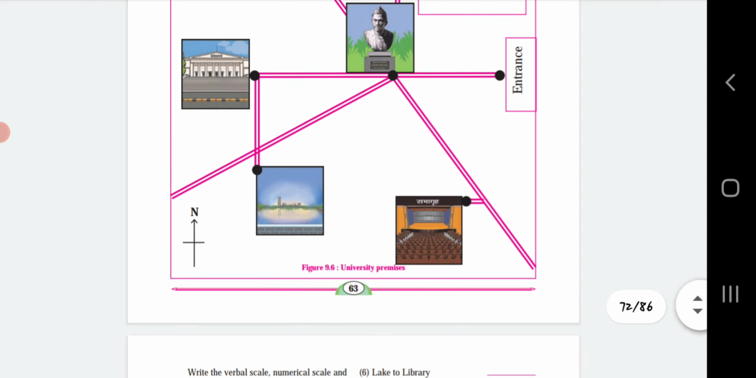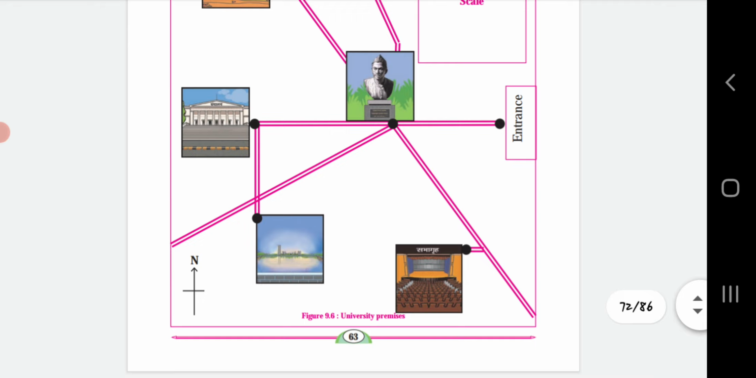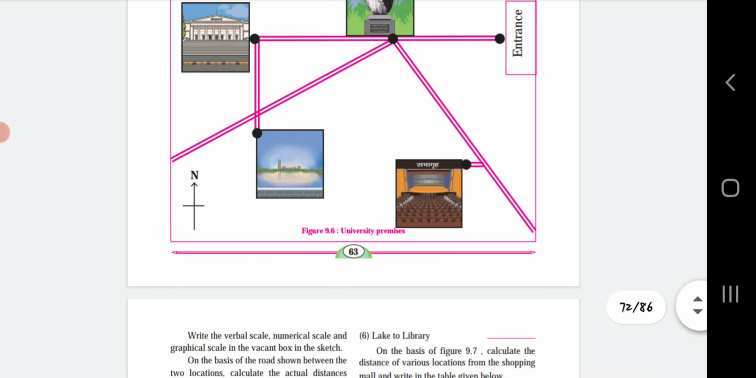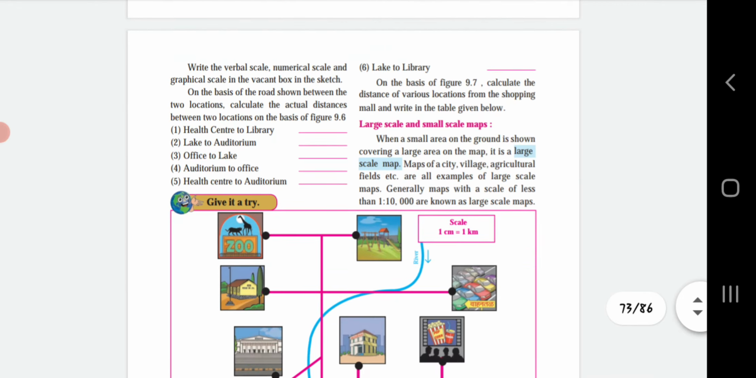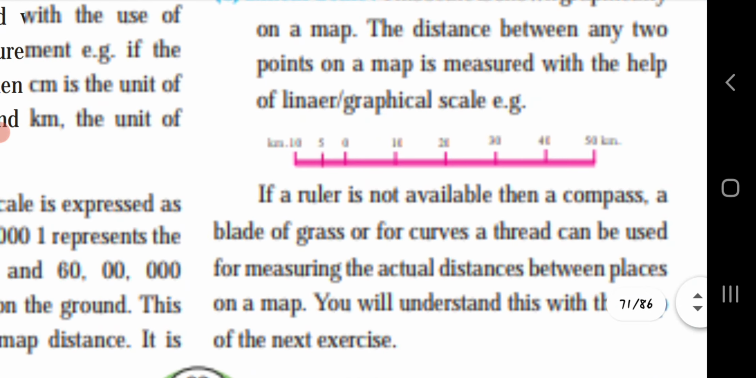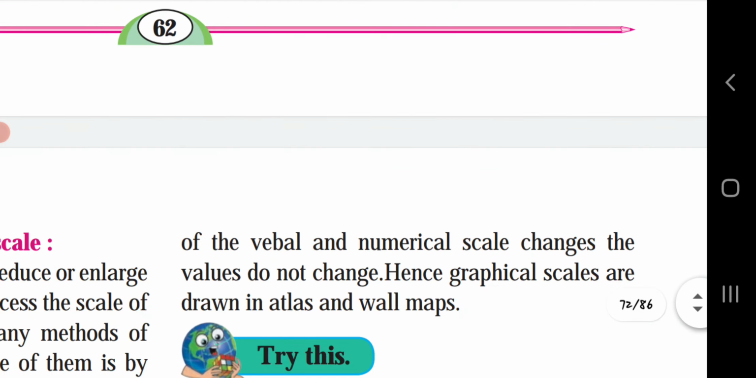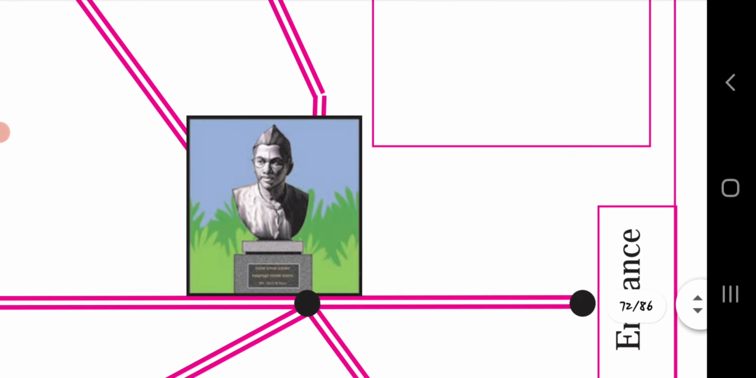So here the numerical scale will be 1 ratio 10,000, and the graphical scale can be represented as given in this way. But how will we write it? Here they have given kilometers. In that we will write kilometers 0.1, 0.05, again 0, 0.1, 0.2, 0.3 kilometers. This will be our graphical scale for this given map.